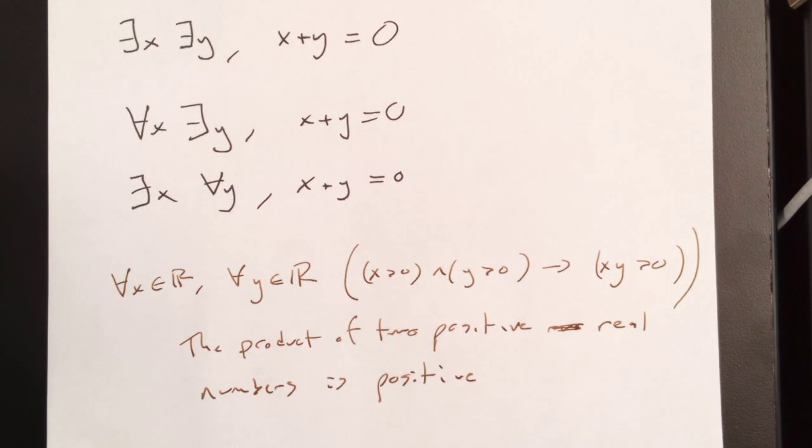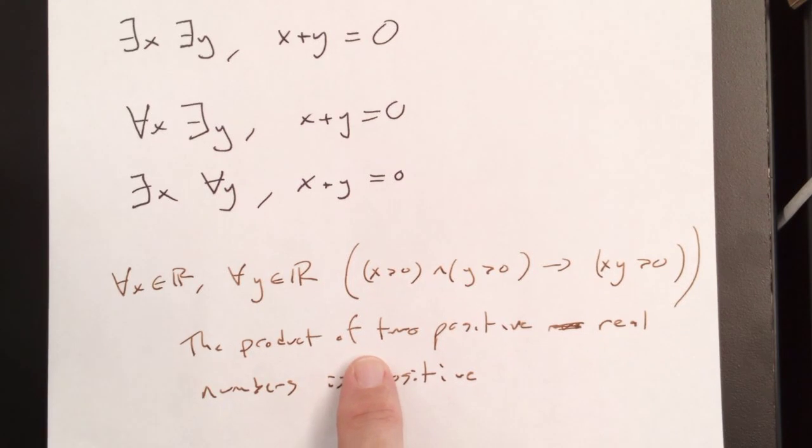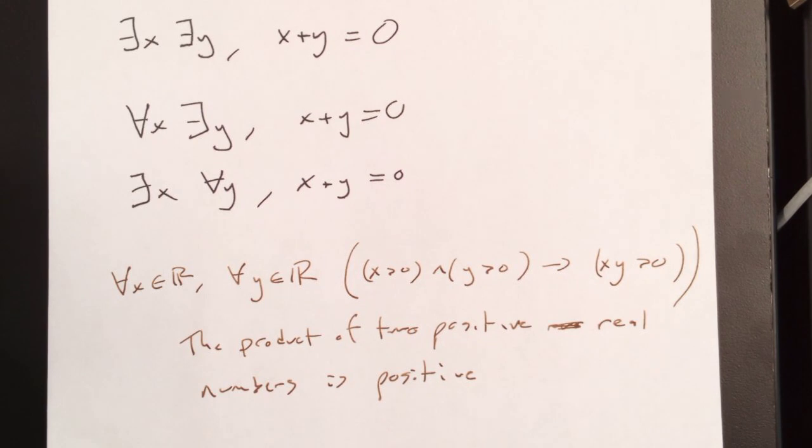But it doesn't sound like there are any quantifiers in that sentence, does there? So here's a statement that in English doesn't sound quantified at all, but hiding in the context is the fact that the word "any" is floating around there, right? The product of any two positive numbers is positive. So again, we're going to have to read English carefully to look for the accurate translation of what's going on here. Questions?